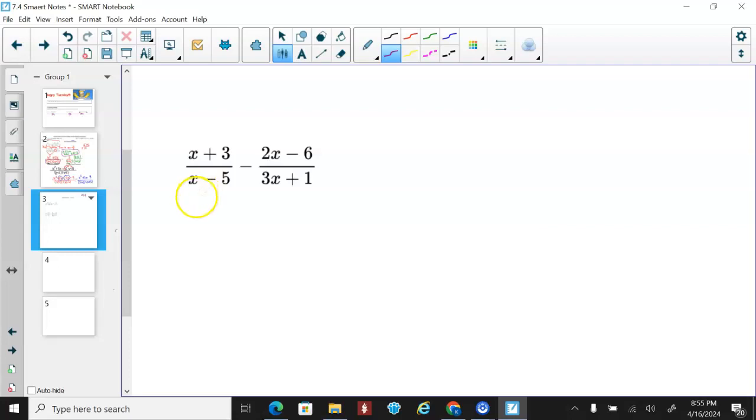Now, this one looks so tricky. You got x minus 5 and you get 3x plus 1. You cannot take a greatest common factor out of any of them and you can't do anything with them. So what can you do? Well, you can multiply them by each other. So this one, 3x plus 1, it's missing x minus 5. X minus 5, it's missing 3x plus 1.